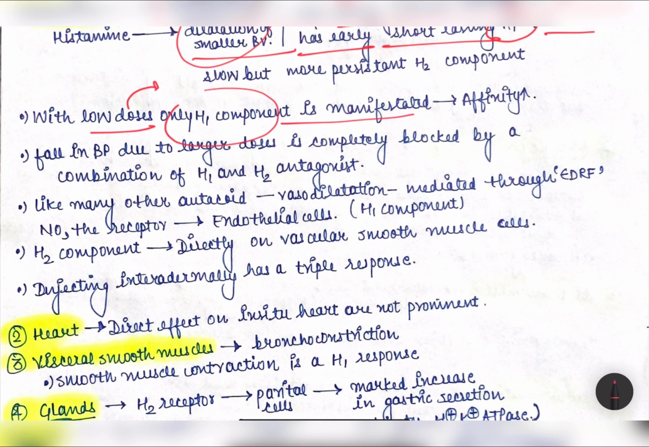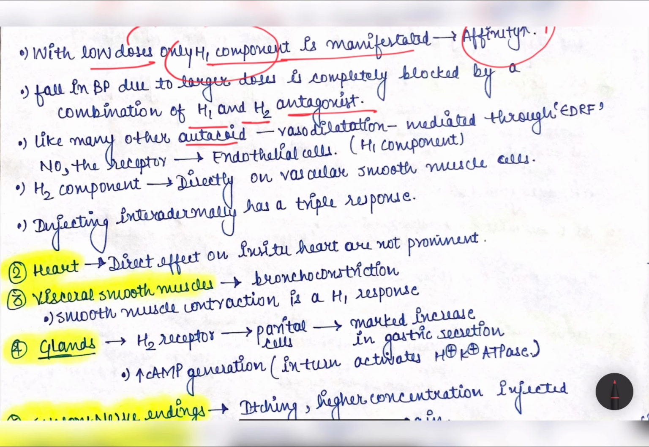Only the H1 component is manifested because of the higher affinity of H1 receptors for histamine. The fall in BP due to larger doses is completely blocked by a combination of both H1 and H2 antagonists. Okay, so like many other autacoids, there is a vasodilatation caused by histamine.